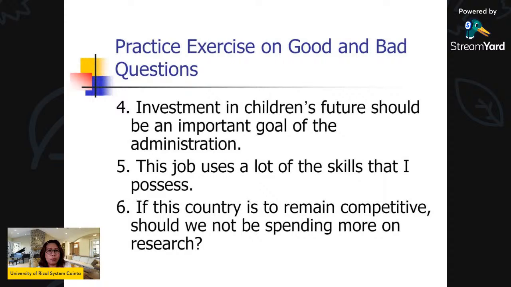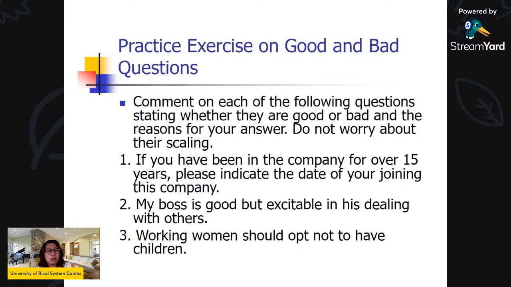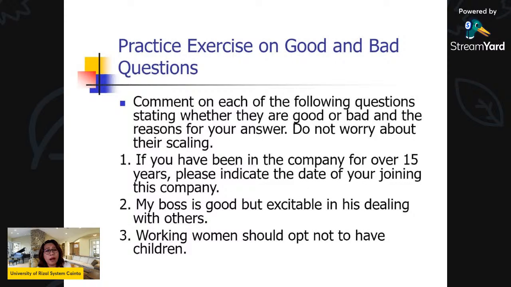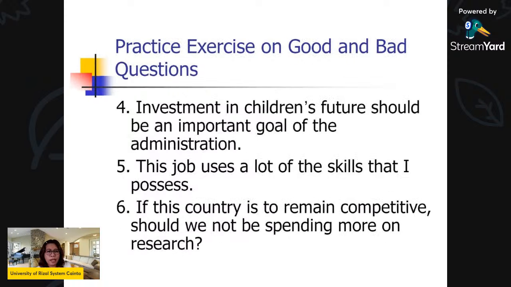So, balikan natin si number 1. Ano yung mali doon? Ang mali doon is that, in-identify mo na 15 years ka na sa trabaho, tapos in-identify mo pa yung kailan siya nagsimula. That is a bad question because may privacy po din doon. Number 2, bakit tinawag na bad? Double-barreled. Saan siya nagkaroon ng double-barreled? My boss is good but excitable in his dealing with others. Meaning to say, nagbigay ka na ng good impression, nagbigay ka ng negative impression. Dalawa na, hindi siya nagiging bad.